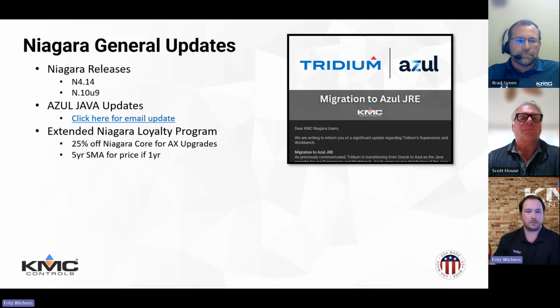Of course, there's the extended Niagara loyalty program, a discount off the core for AX upgrades, and the extended 5-year SMA for the price of a 1 year. So there are some deals there to get out there and upgrade old JACEs.